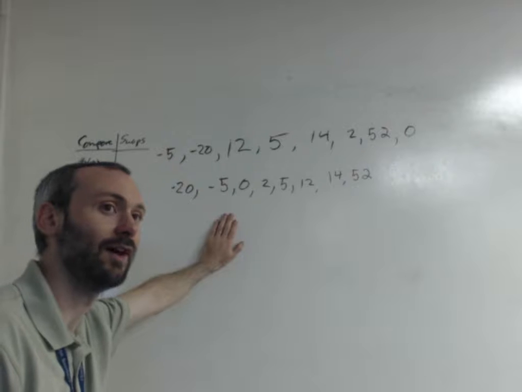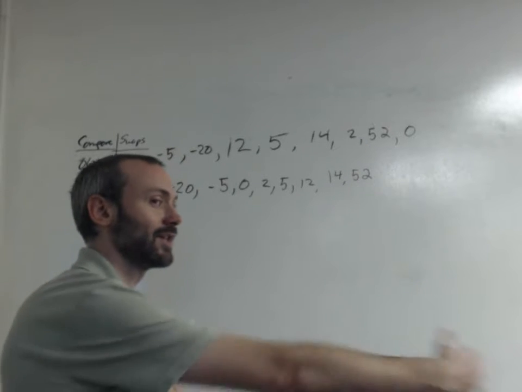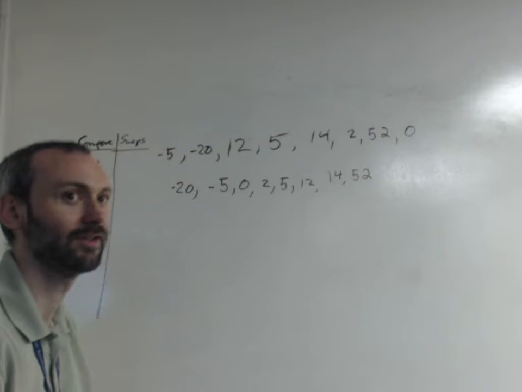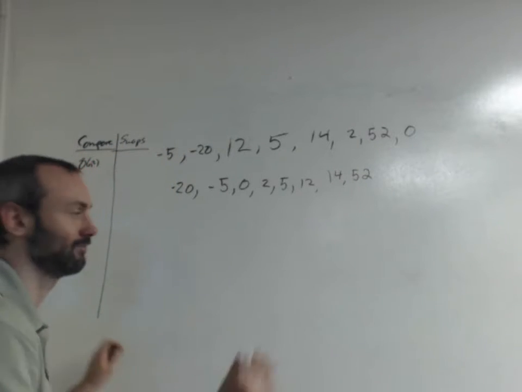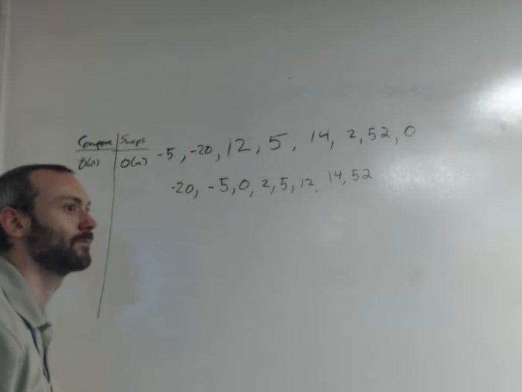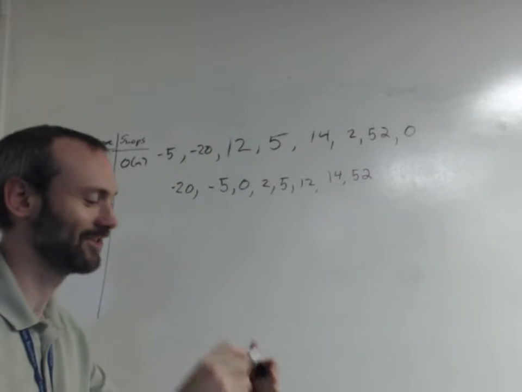7 times. But if you have a list of size n, how many times would you swap? N minus 1. Which is big O of n. Right. These constants don't matter.